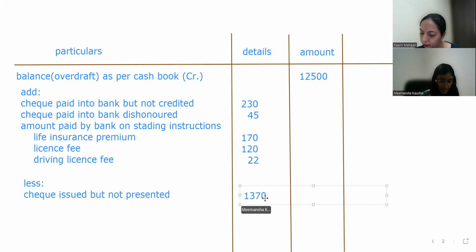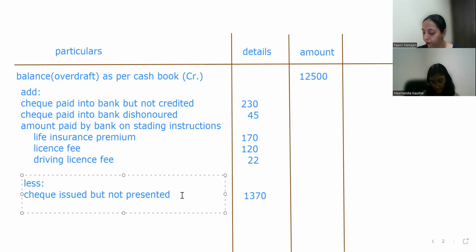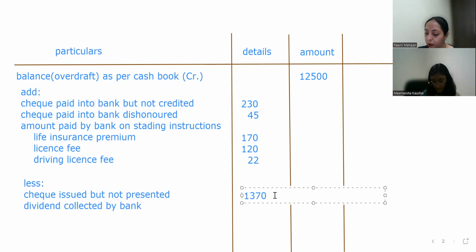My bankers have collected 150 as dividend on the shares. What do you feel? So this will be minus, right? Yes, money is coming. Dividend collected by bank, 150.